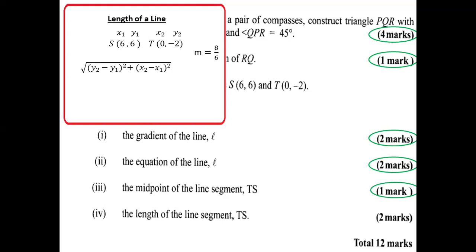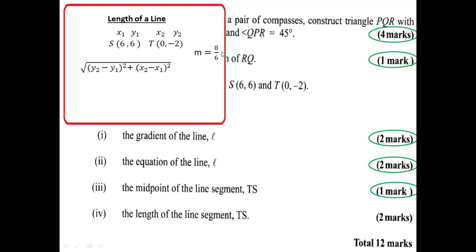Now, this is how I'm going to make it easier for you to do when finding the length of a line. The gradient is 8 over 6. That top number there, remember from the gradient formula, it was y2 minus y1. That's the same thing that happens here in the length formula. And the bottom number, x2 minus x1 in the gradient, it's the same thing that is being applied here in the length of the line.